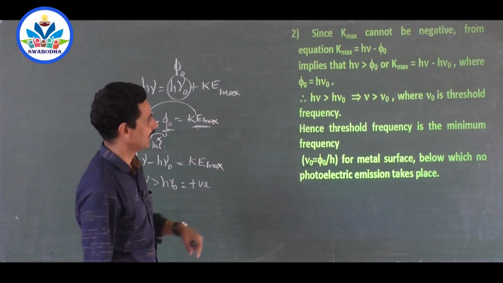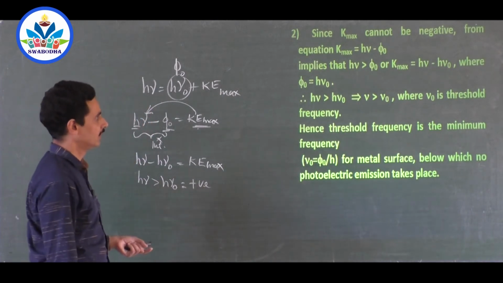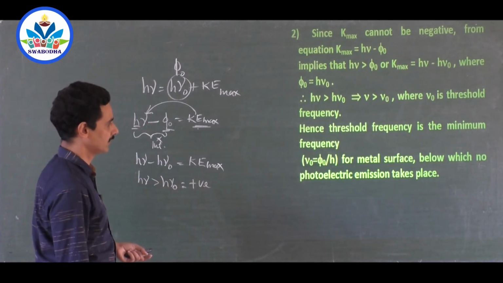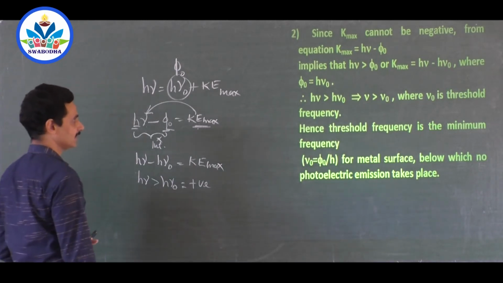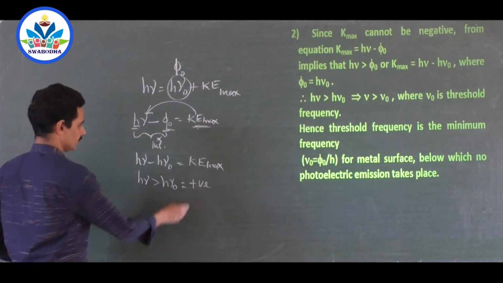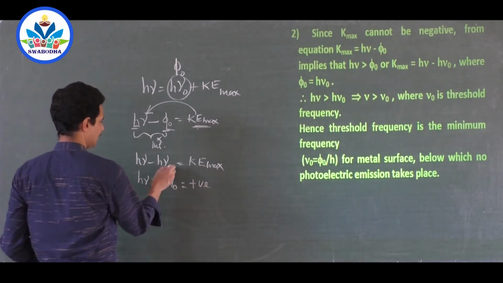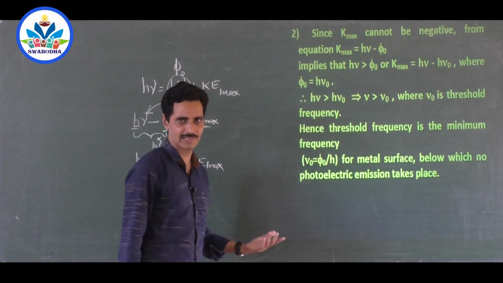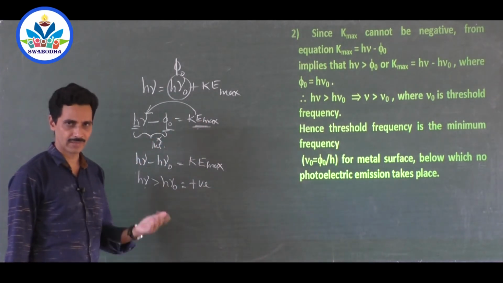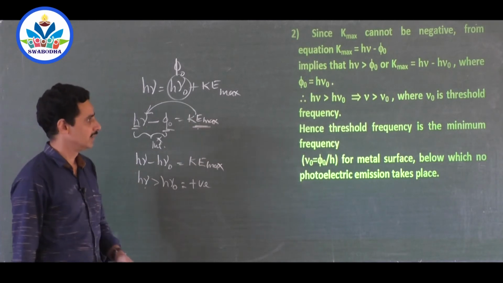If h nu is greater than h nu naught, nu is greater than nu naught, then nu naught is the threshold frequency. Hence threshold frequency is the minimum frequency. So they conclude it like this: kinetic energy should always be positive. If it has to be positive, this should be greater than this one. So the threshold frequency is the minimum frequency of radiation to remove the electrons. So that is the explanation.